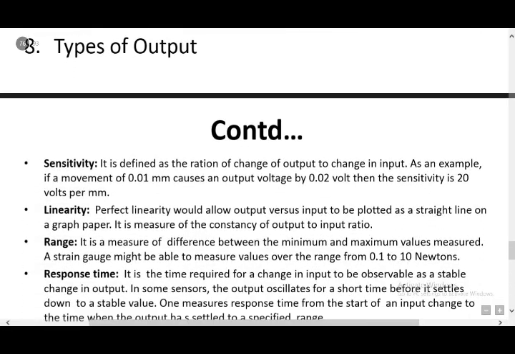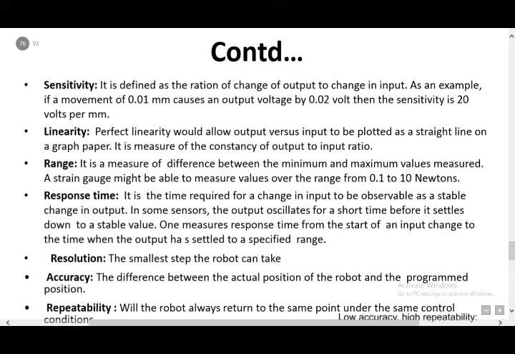One by one we discuss them. What is sensitivity? It is defined as the ratio of change of output to change of input. For example, if a movement of 0.01 amp causes an output voltage change of 0.02 volt, then the sensitivity is 2 volts per amp. Linearity: perfect linearity would allow output versus input to be plotted as a straight line on graph paper. It measures the consistency of the output to input ratio.